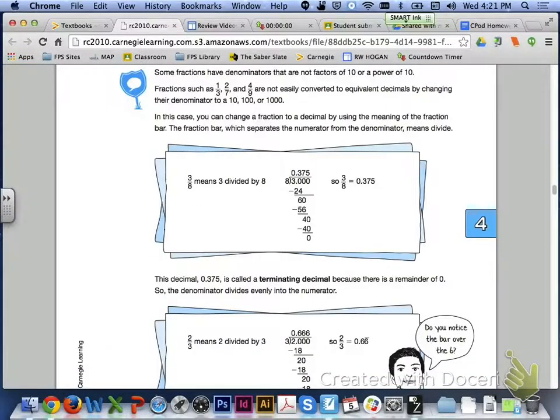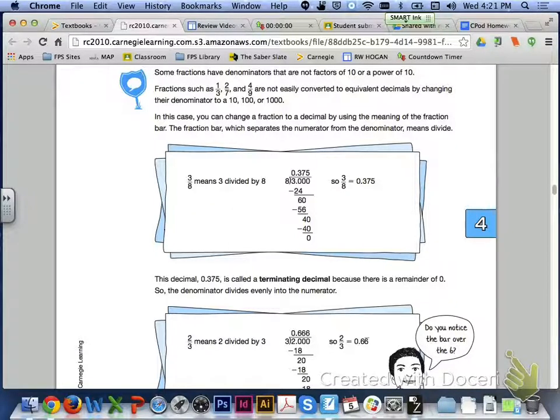Take a look at page 255. Now the fractions that we were dealing with prior to this page all had denominators, like we said, that were multiples of 10. Now there are some fractions that have denominators that are not going to be factors of 10 or a power of 10.